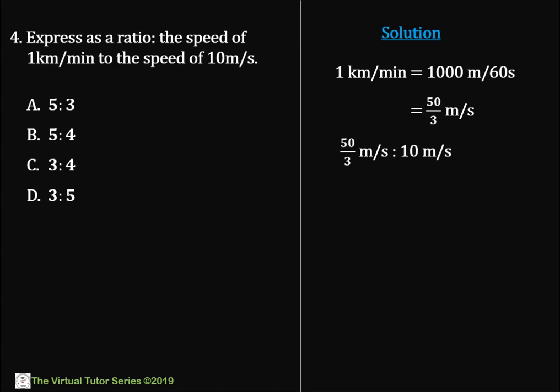Since ratio also acts as division, we change the sign to multiplication by multiplying 50/3 by the reciprocal of 10. So we have 50/3 times 1/10. 10 into 10 is 1, and 10 into 50 is 5. So we have 5/3 or 5 is to 3. Therefore, the correct answer is option A.